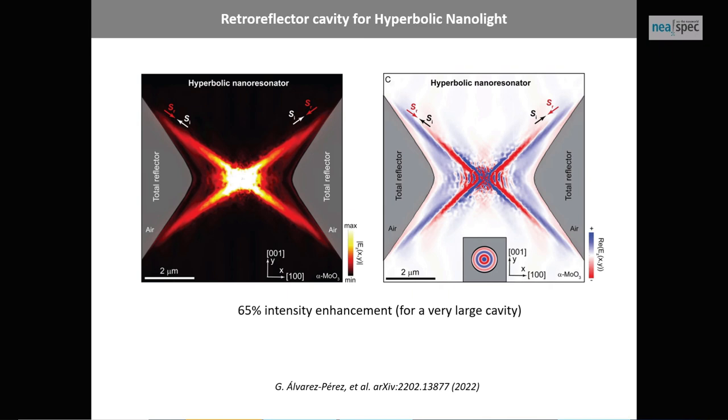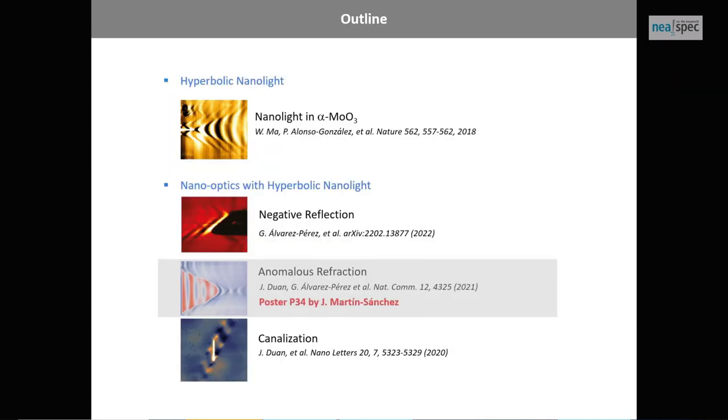A typical rectangular cavity, which I saw also in different publications lately, is not a cavity for hyperbolic media. Not all the waves are coming back, reflecting from one edge to the other. We need these kinds of hyperbolic shapes. And with this, I finish.